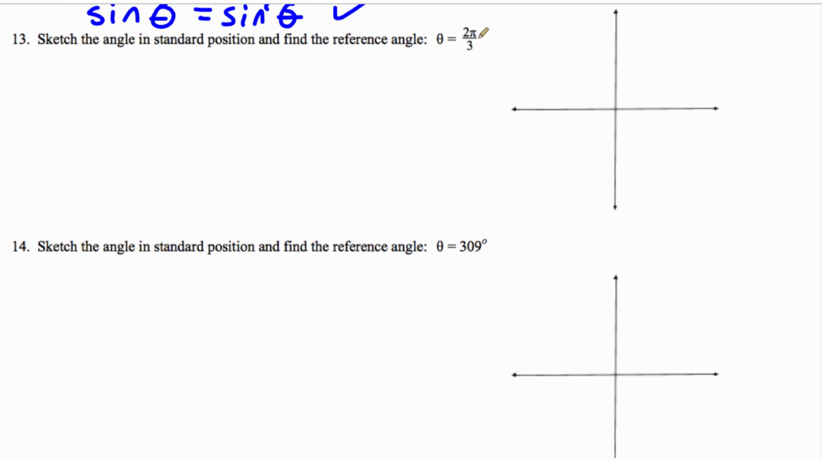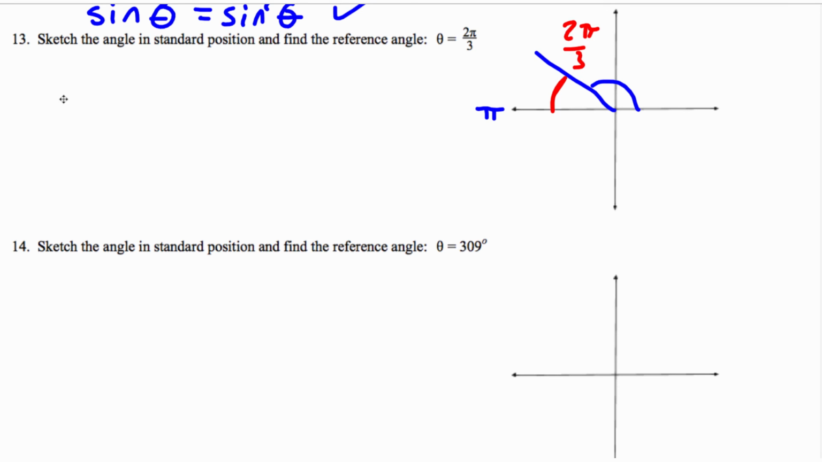On number 13, we're given the angle 2 pi over 3, and what we want to do is sketch that out and find its reference angle. So 2 pi over 3, well, remember this angle over here is pi, so 2 pi over 3 is a little bit less than pi, so that angle would take us over here into that second quadrant. Now the reference angle is the small acute angle that's formed between the terminal side of our angle and the nearest x-axis, so for us that'd be pi. So if this is 2 pi over 3, we got to figure out how big does this small angle have to be between our angle and pi.